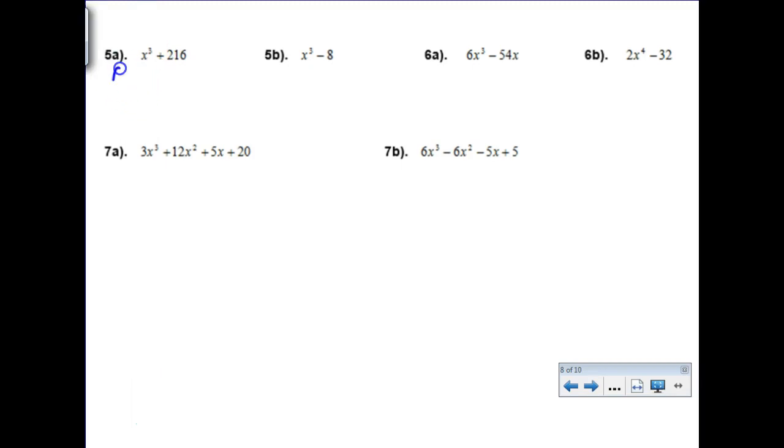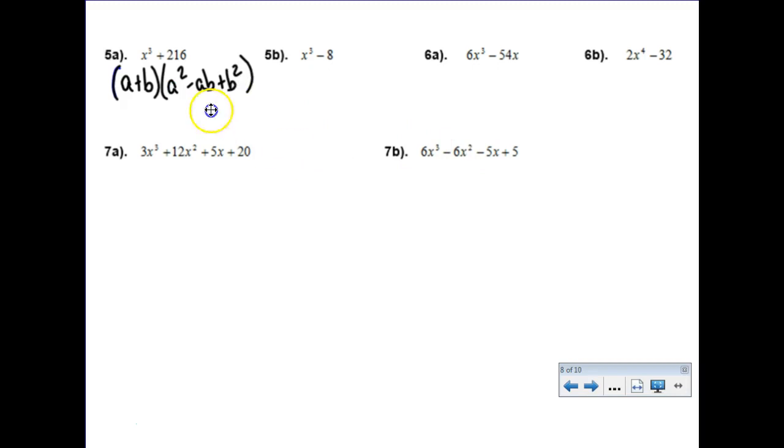So the pattern that we're going to be factoring into is a plus b times a squared minus ab plus b squared. Just pull that straight off the flowchart, which you can use on your test.